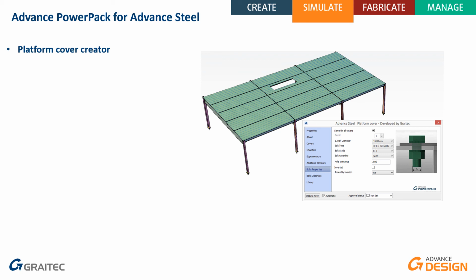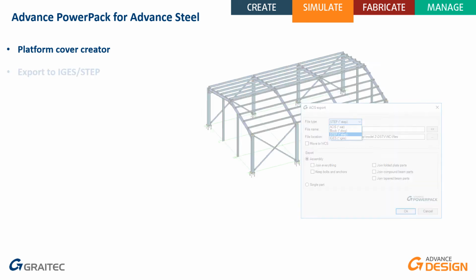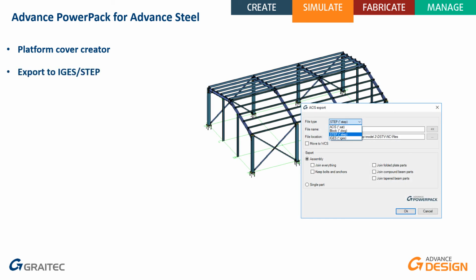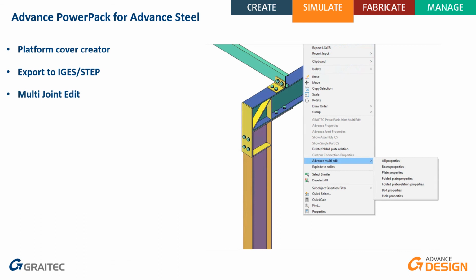So let me highlight some key features. The platform cover creator, which will automatically create a grating or plate cover. So it's based on supporting members. We extended with our Power Pack some of the initial out-of-the-box Advanced Steel capabilities, by the way, with this possibility to export a part of the model or the entire model, obviously, to those additional file formats, STEP and IGS. We can change or update similar joints, by the way, in a single command with this multi-join edit.